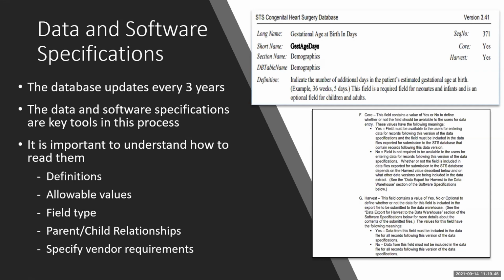Here you'll find the full definition for each field, the allowable values, the type of field, or what type of information the field is expecting, whether it's numerical or text, and then any associated parent and child relationships. The data specs are also used by our vendors to help build their product. Many experienced data managers, and I would certainly recommend keeping this open at all times when you're abstracting data. Next slide.